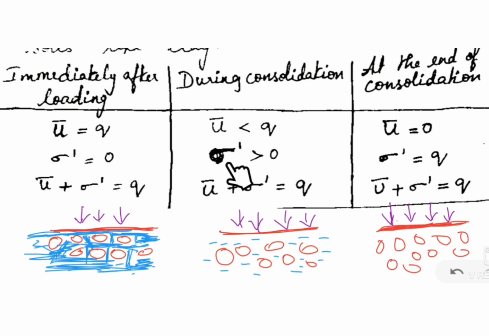At that time your effective stress will start to increase from 0, while the pore water pressure, whatever load it was carrying, transfers that load to the soil particles, so it reduces. Next, at the final stage, when water has totally escaped from the pores, that is the end of the process. When the water is expelled from the pores, the total applied load is now transferred to the soil particles alone. So the effective stress has become equal to the load applied, and now your pore water pressure is 0.